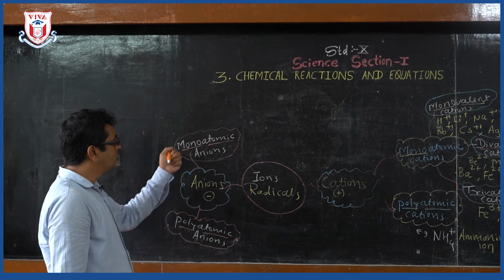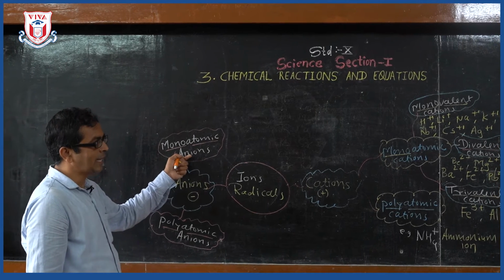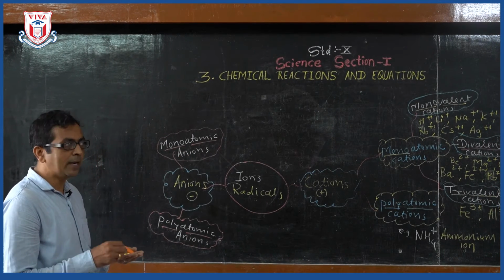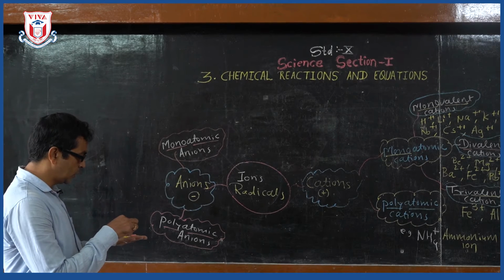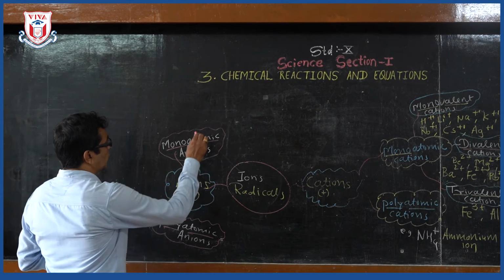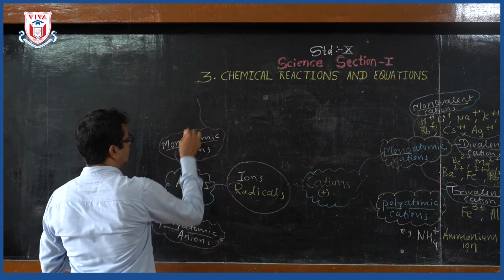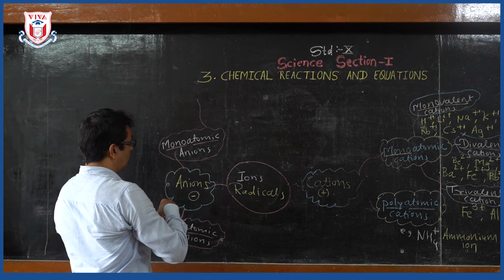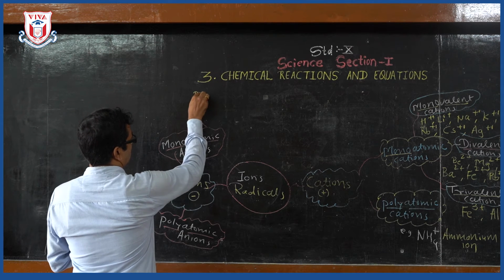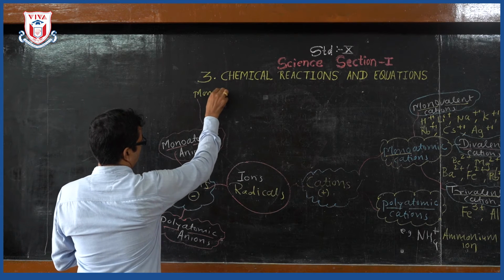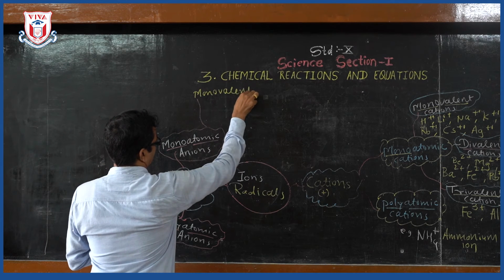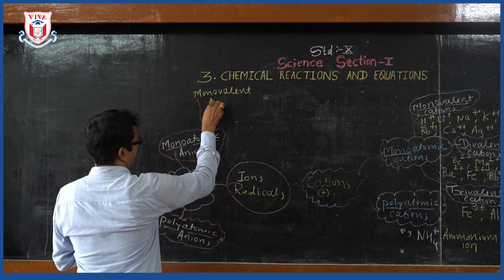Again, these monoatomic ions are classified into three types depending upon their valency. Okay, so we'll see the first one. The first is monovalent anions.